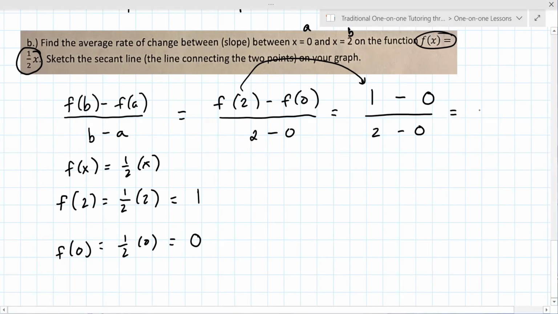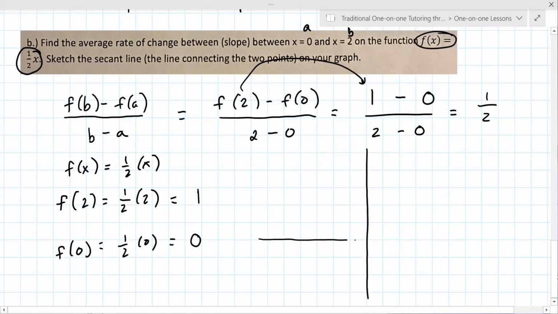So what does this reduce to? 1, 2. 1/2, yeah. All right. So let me know when you get that down, and then we'll sketch the graph here again. I got that down. Okay.